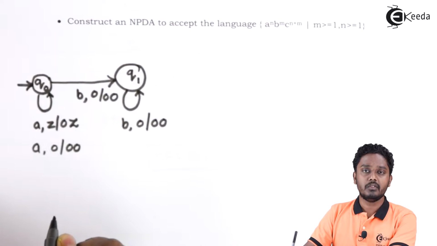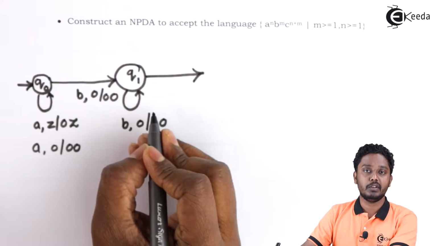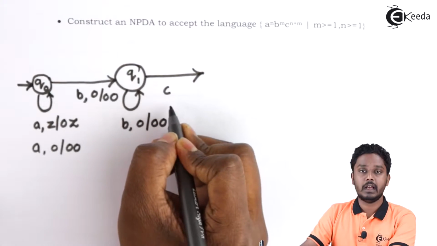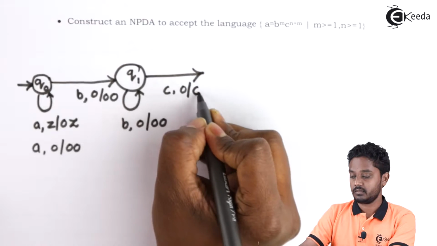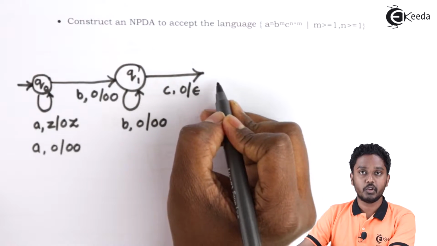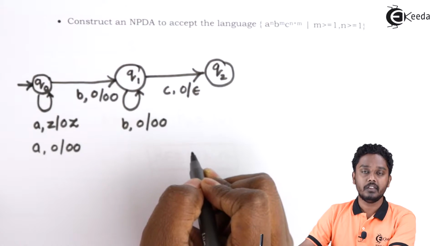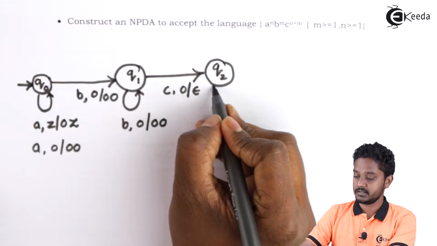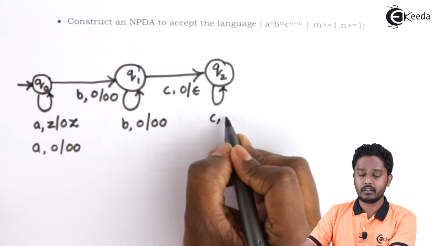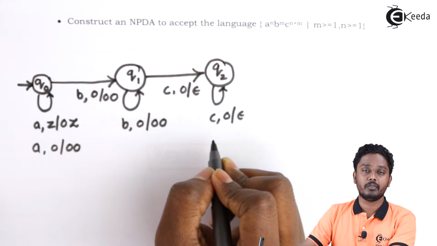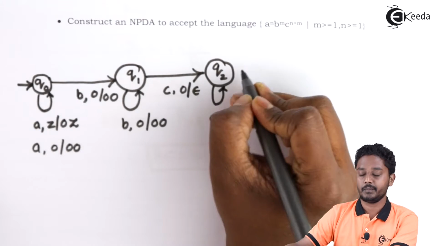Now when we encounter C, we need to simply start popping it off. When the input symbol is C and the top of the stack is a 0, keep on popping it. On state Q2, Q2 will remove zeros for all C's, depending upon the number of A's and B's. On C with 0 on the top of the stack, pop it off. After comparing A's and B's with the number of C's, we will be left with the empty string.